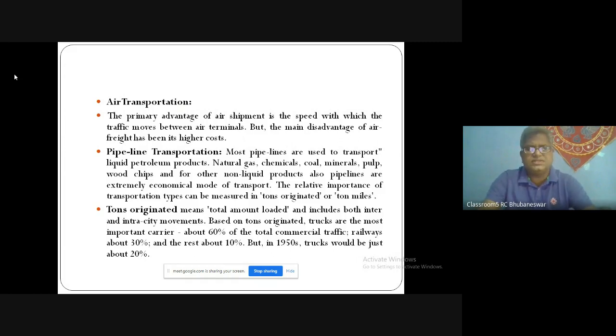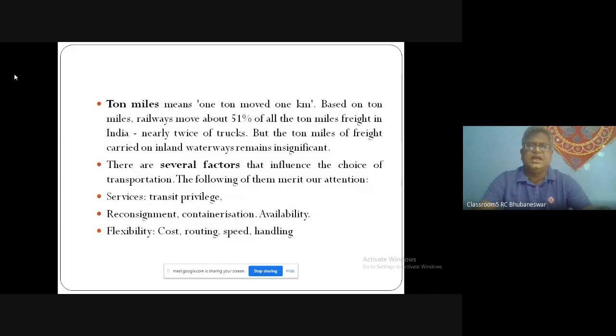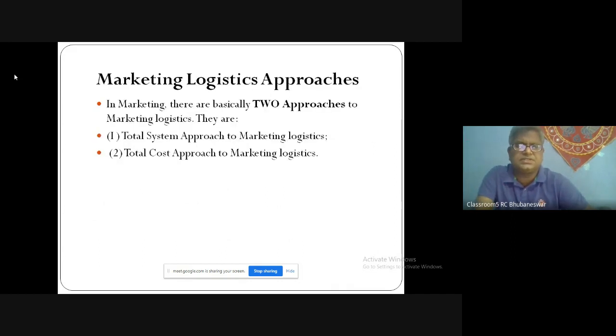And the ton-originated items. Ton means intercity movement of tons, which can be through railways or trucks. In trucks, for example, 20% of items can be handled in a commercialized way. And there is the ton-mile system, meaning one ton moved one kilometer. It means through railways or other ways, they can also send these types of items. There are also service facilities, like reconsignment and flexibility.